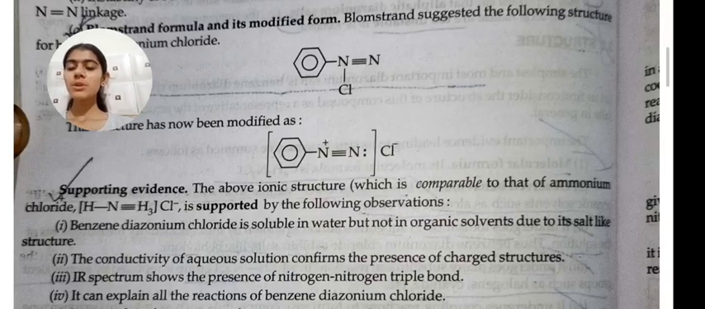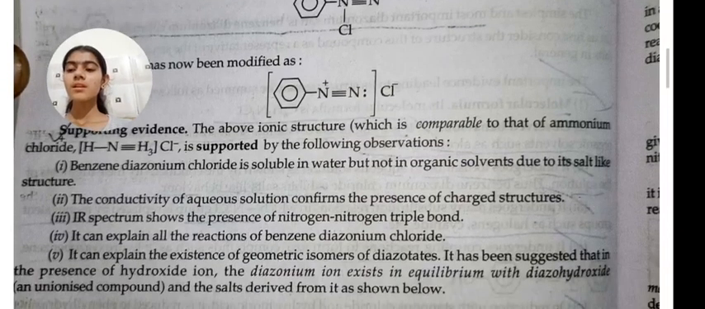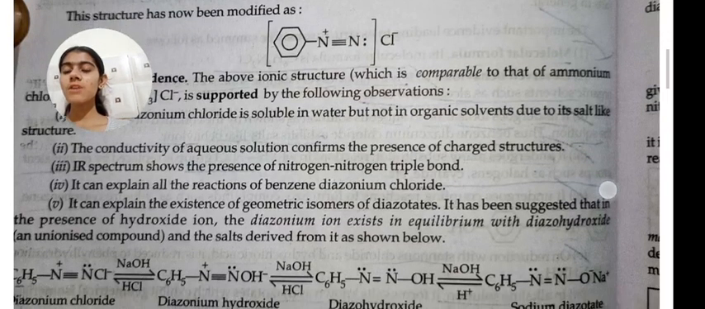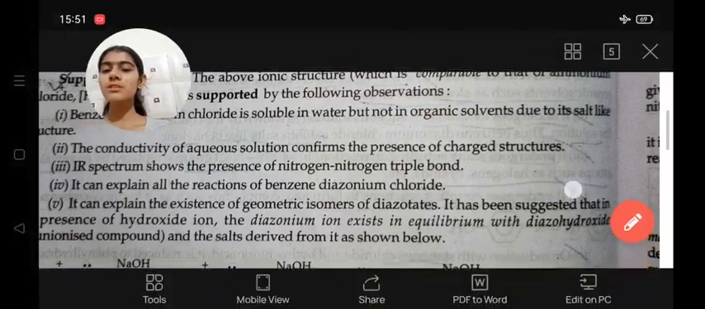Benzene diazonium chloride is soluble in water but not in organic solvents due to its salt-like structure. The conductivity of aqueous solution confirms the presence of charged structures. IR spectrum shows the presence of a nitrogen-nitrogen triple bond. It can explain all the reactions of benzene diazonium chloride. It can explain the existence of geometric isomers of diazotates.